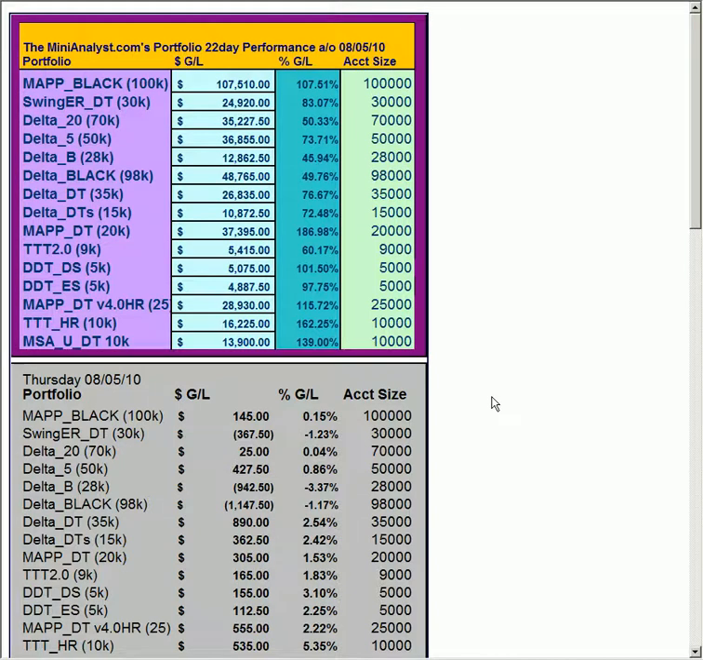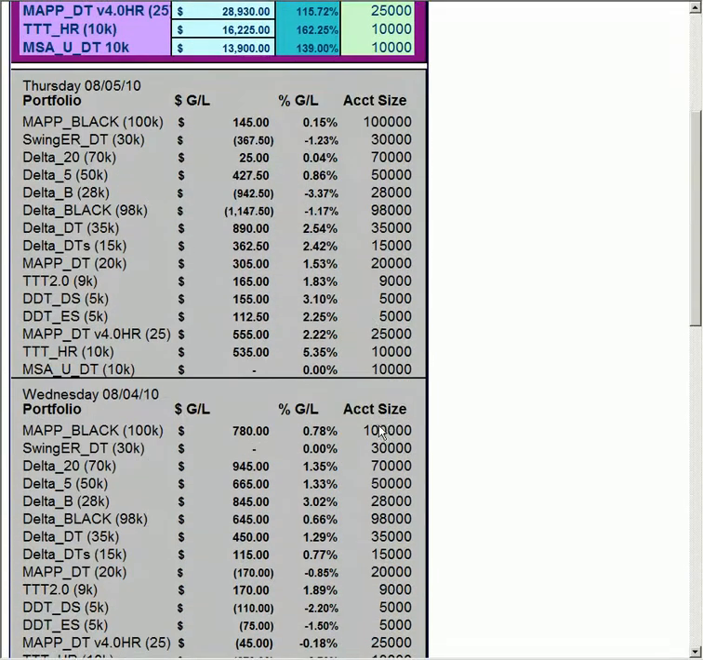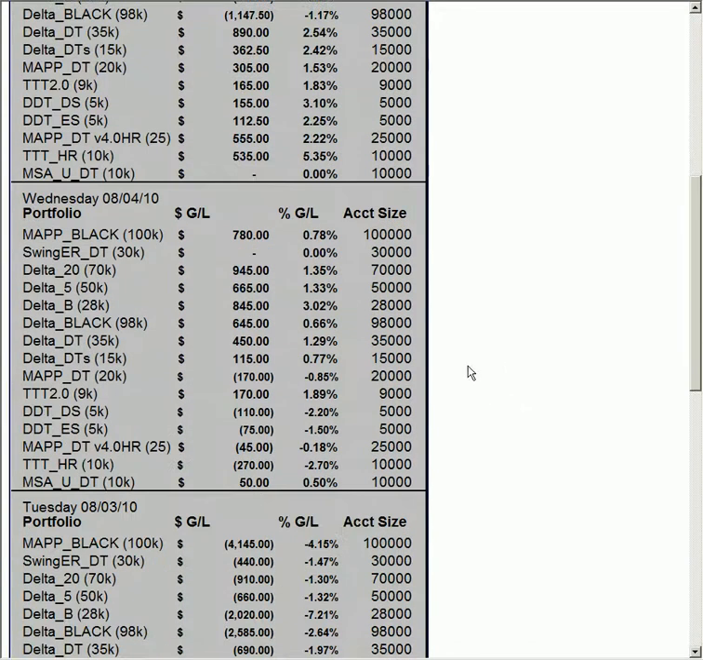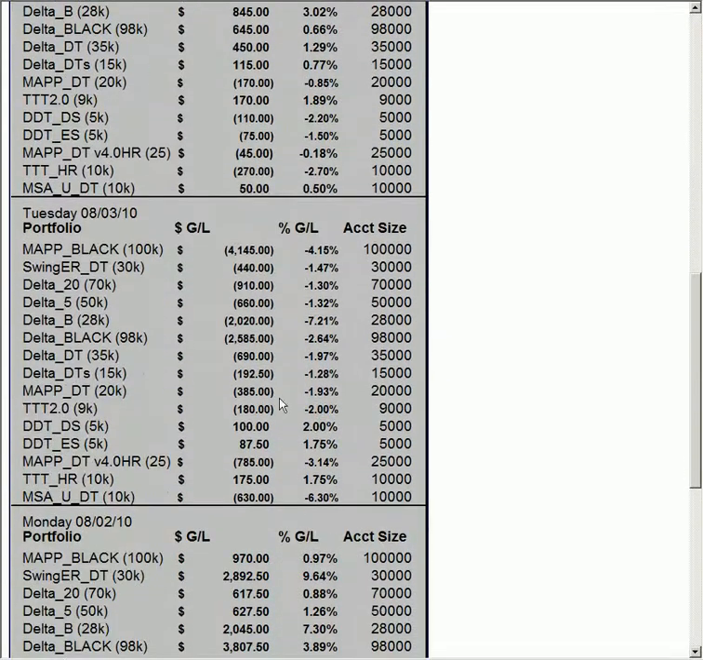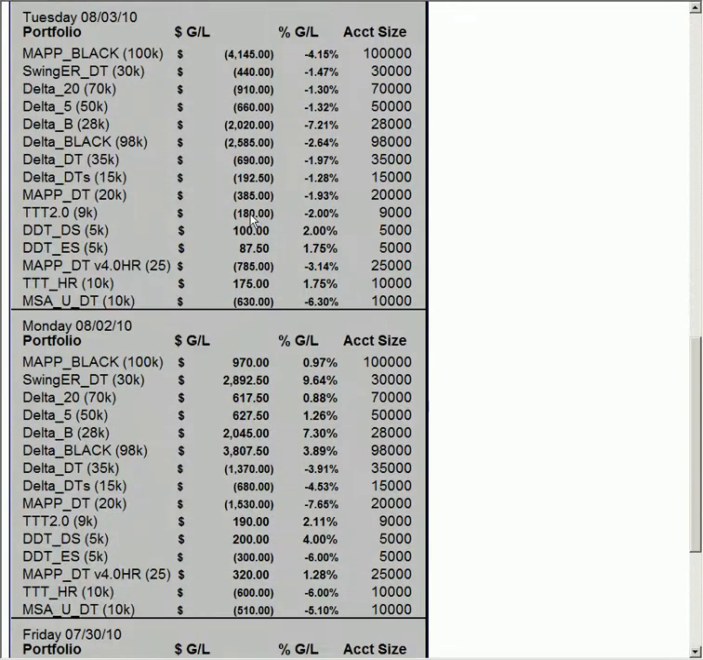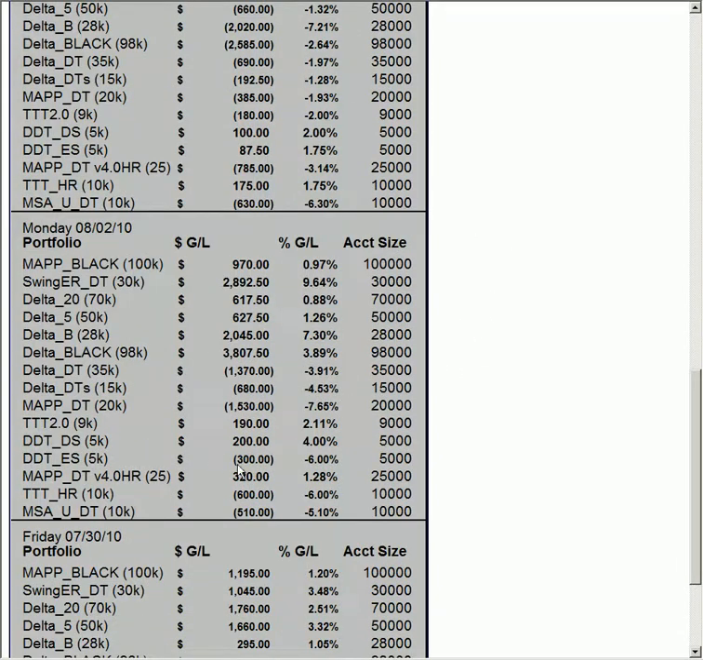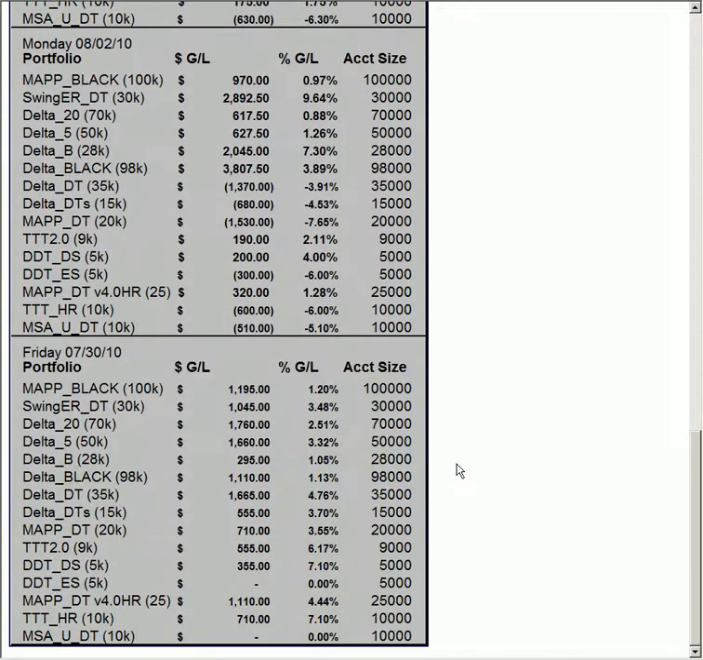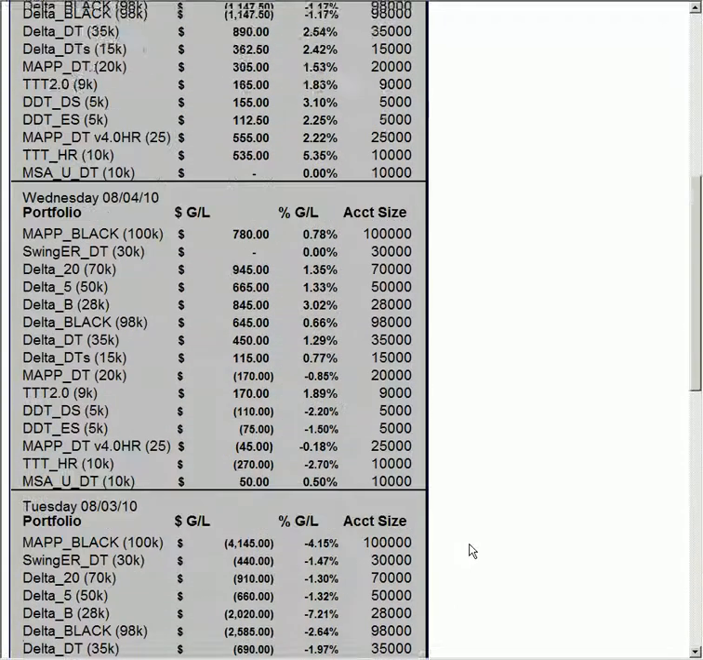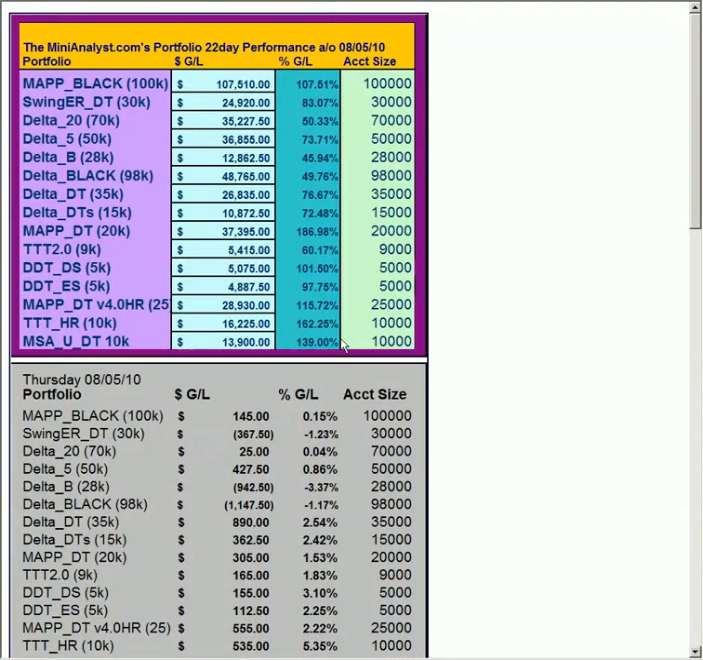We're really running out of time. There you see the MAPDT still leading the pack with 186% return over the last 22 days. But as you look over the last 5 days, pretty much flat yesterday. The standout was Triple Threat Trader HR, 5% gain. The standout the day prior was the Delta B, kind of a mixed day, slight gains. A bit of losses on Tuesday was the case, average loss probably about 2%. Monday, average gains. The standout was DDTDS, 4% gain. And of course, last Friday, the standout was again the Triple Threat Trader HR, which certainly is impressive at 162.2%.